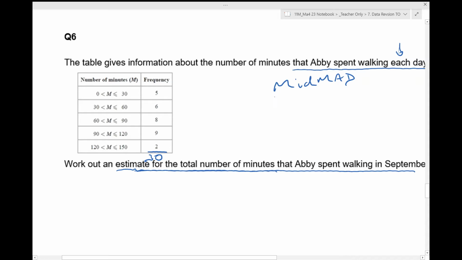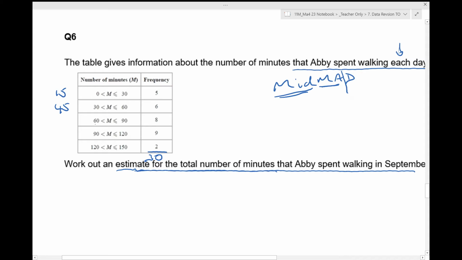This time I'm going to find the midpoints, multiply and add to get the total, then divide to get the mean. So the midpoints: first of all, you see these 5 days that she walked between 0 and 30. I'm going to assume that each day she walked for 15 minutes. These 6 days when she walked between 30 and 60, I'm going to assume 45 minutes.